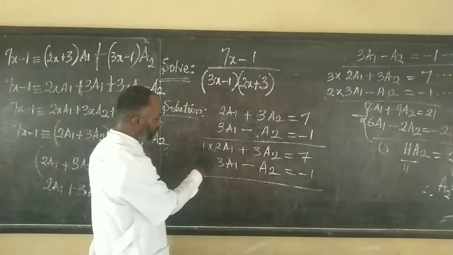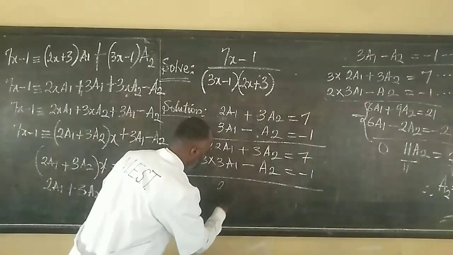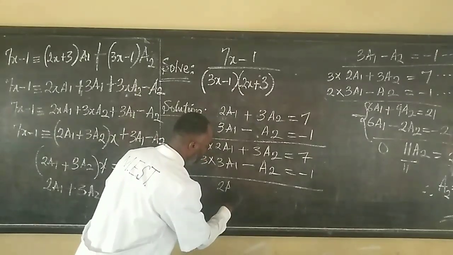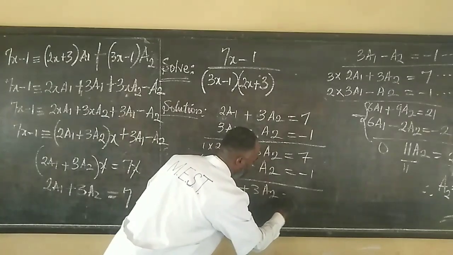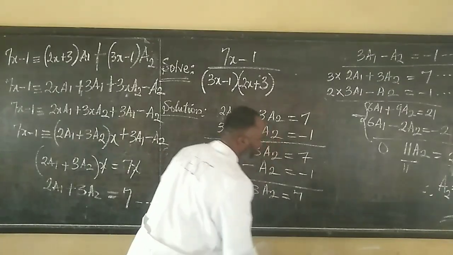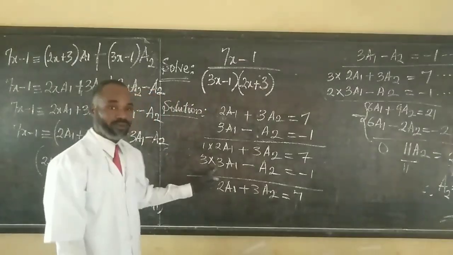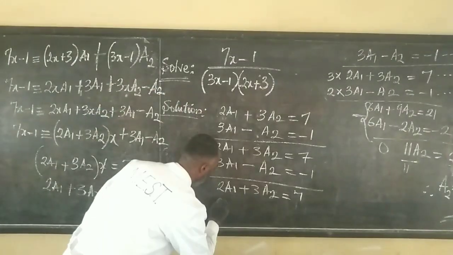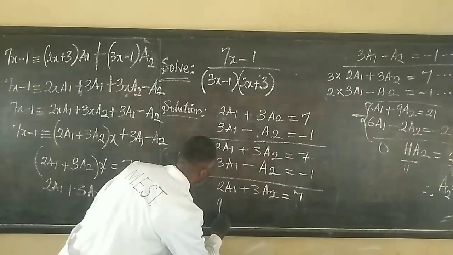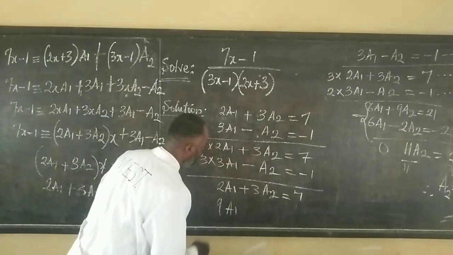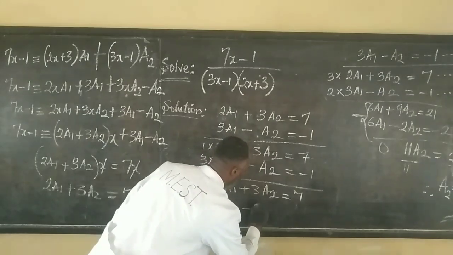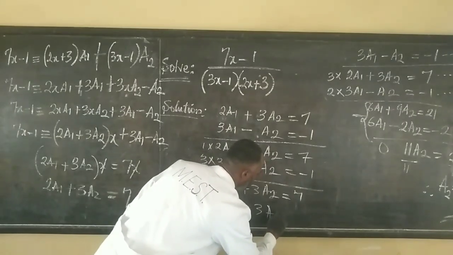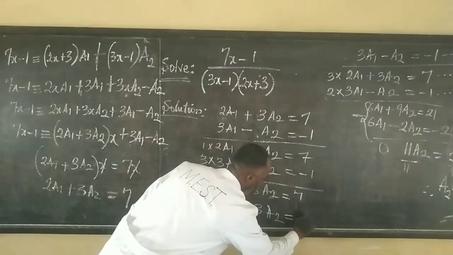This is going to be A2, A1 remain. Nothing changes here. 3, A2 remains. And then 7 remains. Good. So look at this. This becomes 9, A1. Good. Here we have what? 3. Yes. Minus 3, A2 all equals to minus 1.